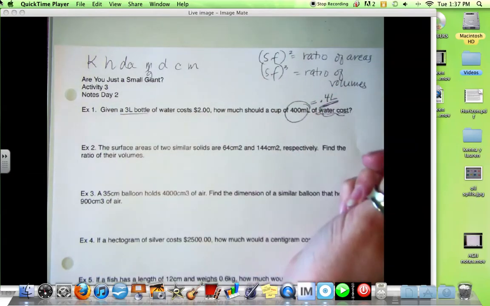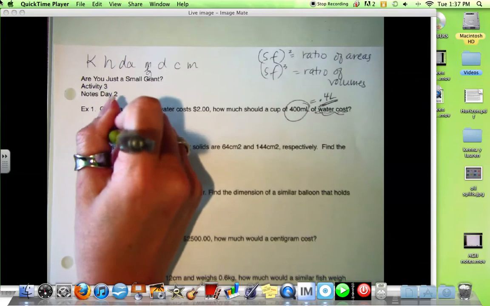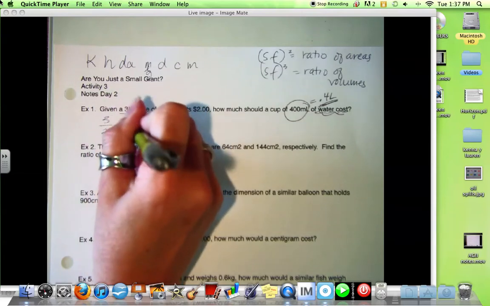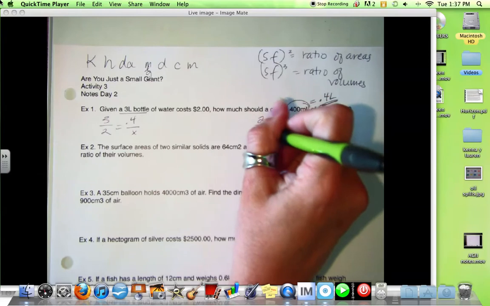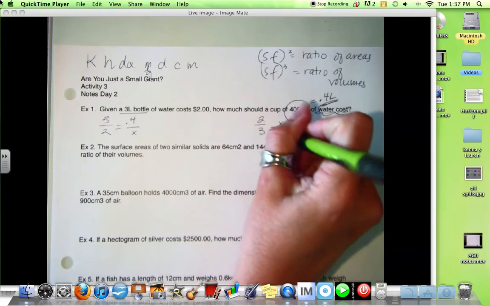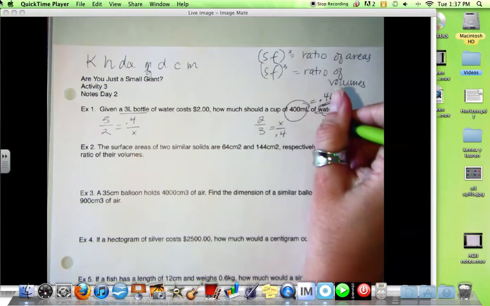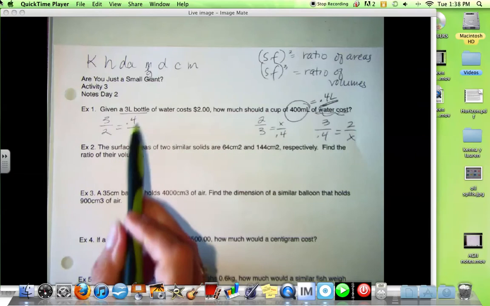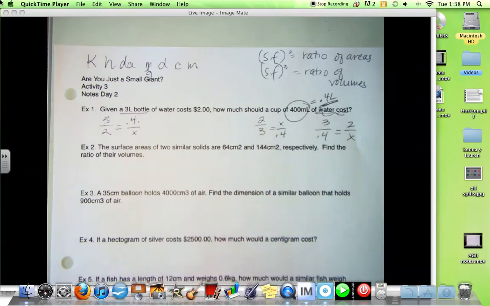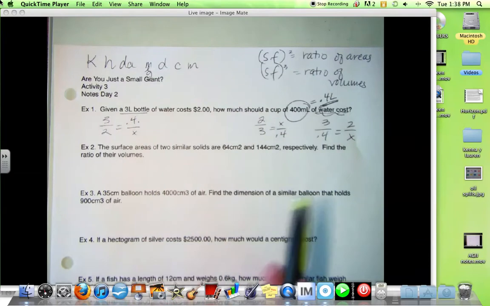What am I going to do with that? 0.4 times 2? No, because it's 3 over 2. 3 liters over $2 equals 0.4 liters over x. Can we set it up another way? $2 over 3 equals x over 0.4. Can I set it up any other way? Yes, 3 over 4 equals 2 over x. So when I do the cross multiplication for these, am I going to get the same answers? Yes, because I'm always multiplying 3 and x and 2 and 0.4.